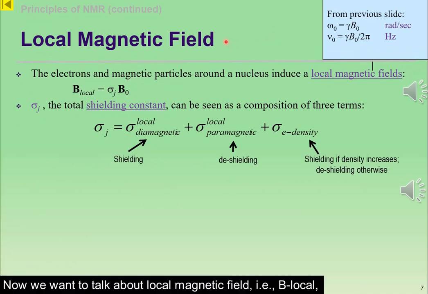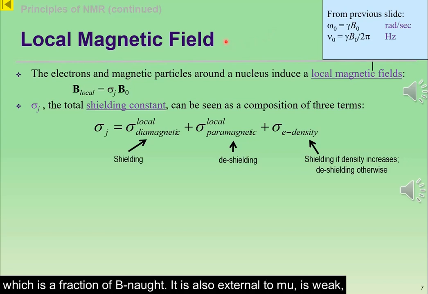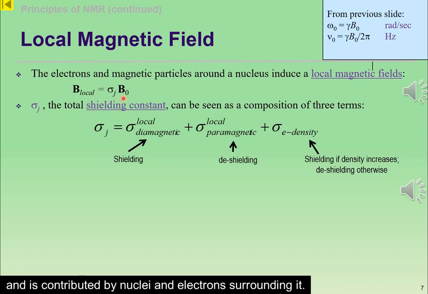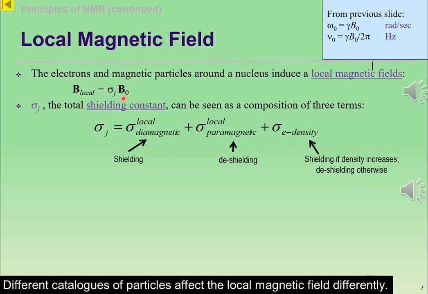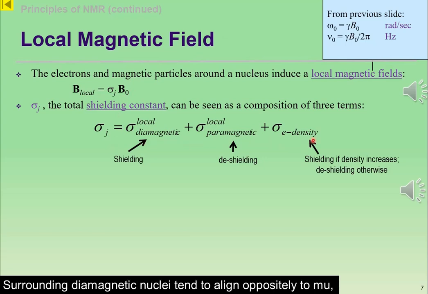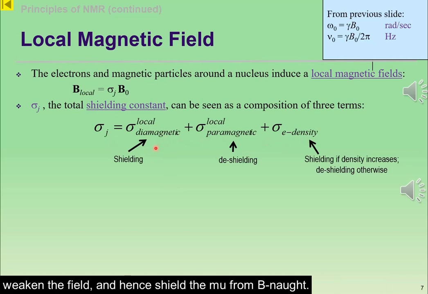Now we want to talk about the local magnetic field, i.e., B local, which is a fraction of B0. It is also external to μ, is weak, and is contributed by nuclei and electrons surrounding it. Different categories of particles affect the local magnetic field differently. Surrounding diamagnetic nuclei tend to align oppositely to μ, weaken the field, and hence shield the μ from B0.